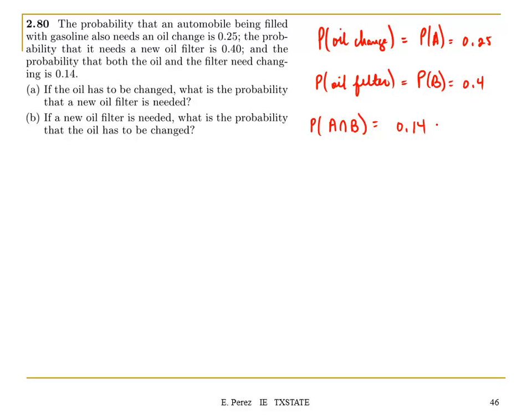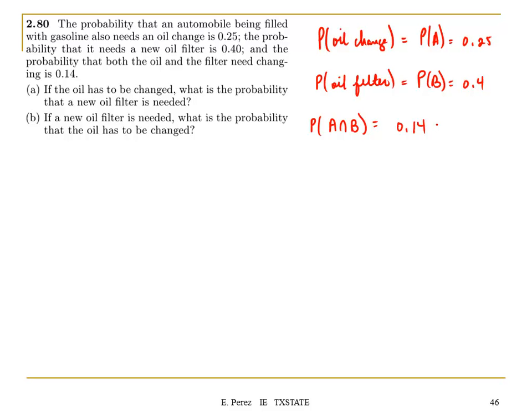Okay, let's discuss this problem. We have the information already on the board. We have the probability of oil change as 0.25. Questions here? Okay. So I have all the labs. Good. So we have the information, the probability of oil change, oil failure, and the intersection of the events.